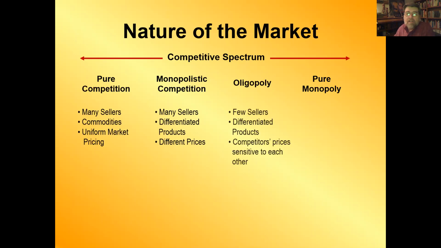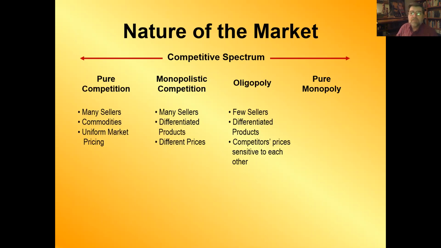Oligopoly is where there are fewer sellers. There are differentiated products. However, competitors' prices are sensitive to one another. The closer the competitor, the more sensitive they are. For instance, Coke and Pepsi, they are sort of the cola oligopoly. If the price of Coca-Cola goes up, the price of Pepsi can go up. If one goes down, the other will go down. It's kind of pure competition, but in a very narrow market category, product category.